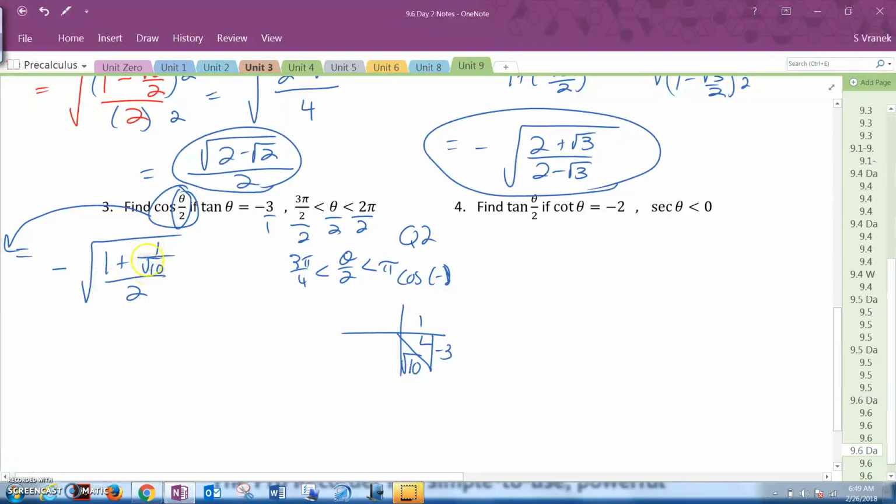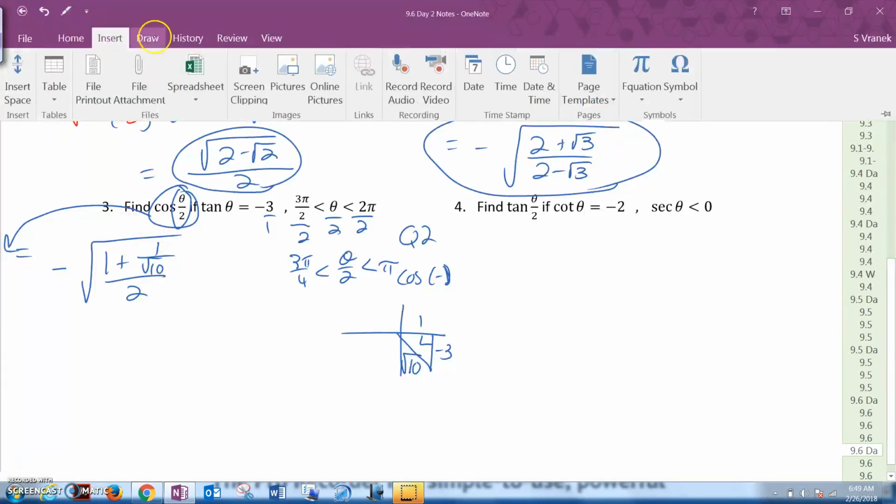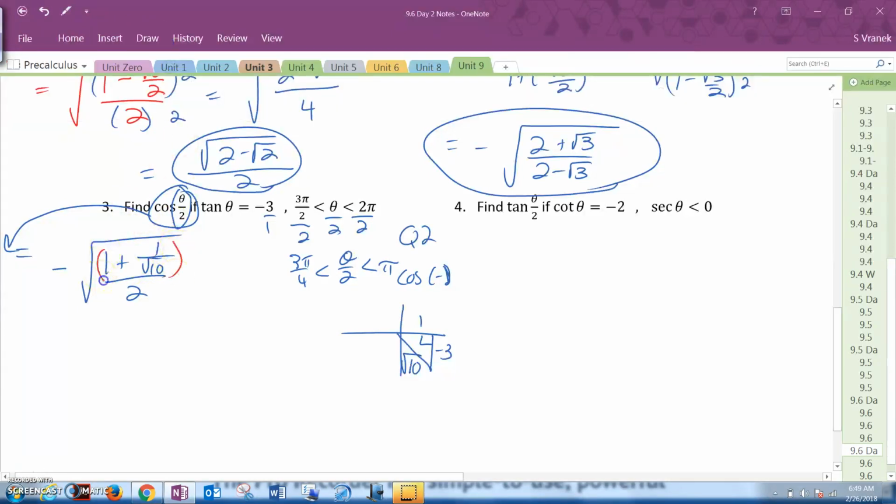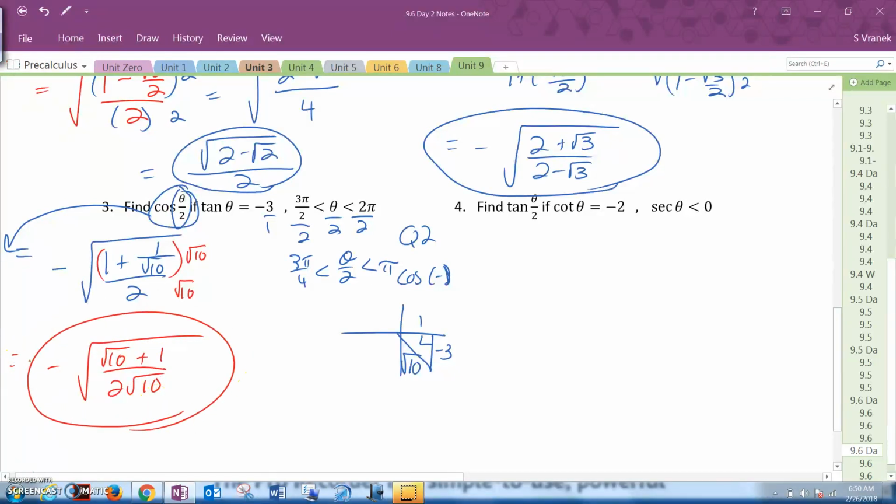So to rationalize, I need to get rid of the thing on the bottom. It's really simple. All you got to do is multiply the top and bottom by root 10. So I get negative root 10 plus 1 over 2 root 10. And then you're done. Okay?